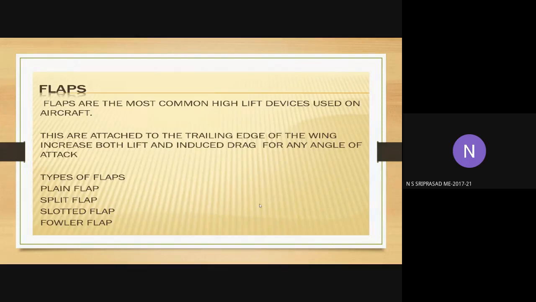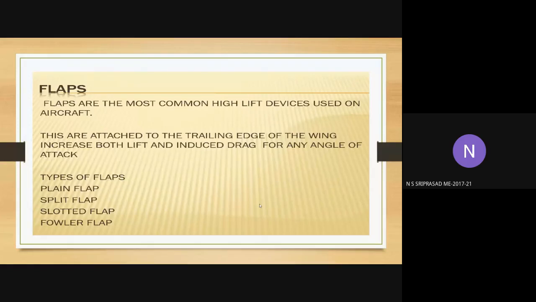Can someone please tell me where the trailing edge is? Harsha Ayappa, can you answer? What is the trailing edge? End of the airfoil, right? Yes, good. So the end edge, the ending of the wing is called the trailing edge.